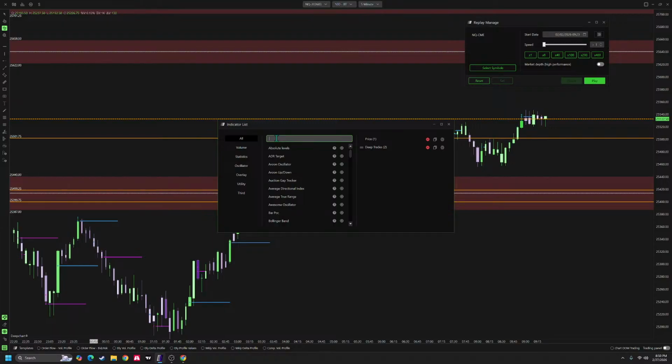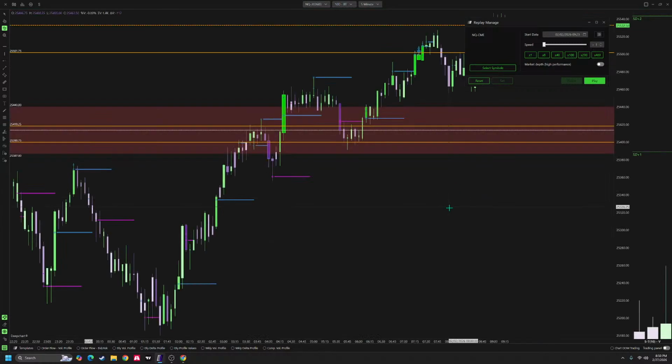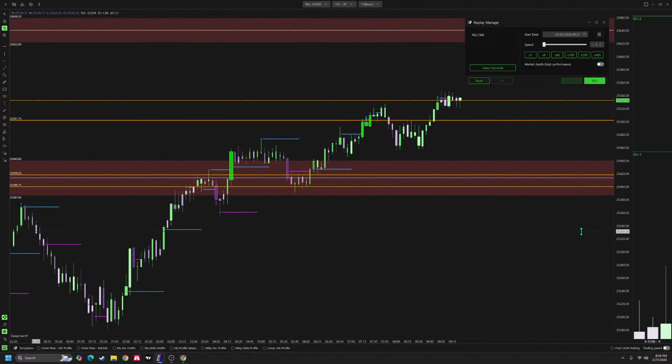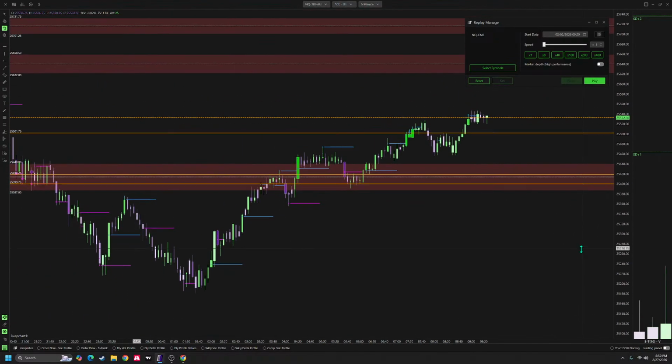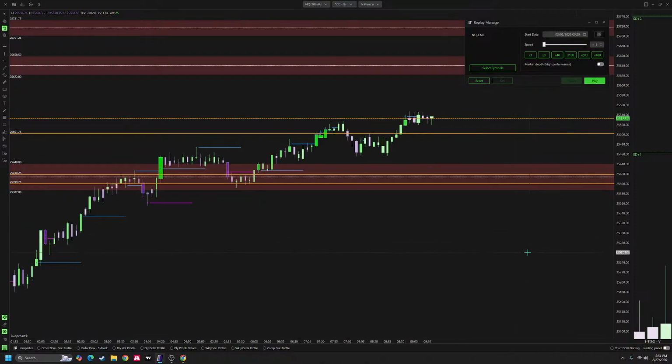So speed of tape lets me see how fast the market is moving. And the higher it is, the more deviation from the norm. This is one standard deviation for speed, and two. So the faster it's going, obviously there's volume being pumped. So we added speed of tape.